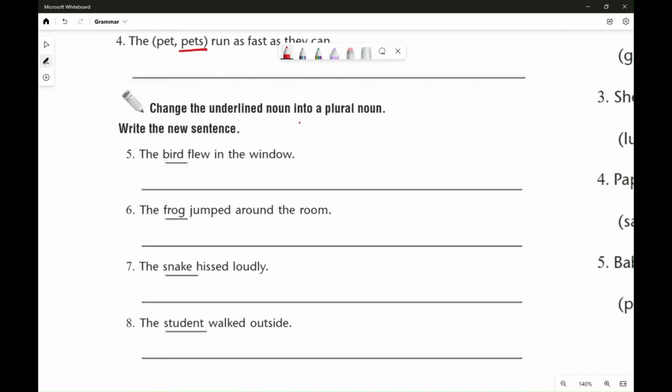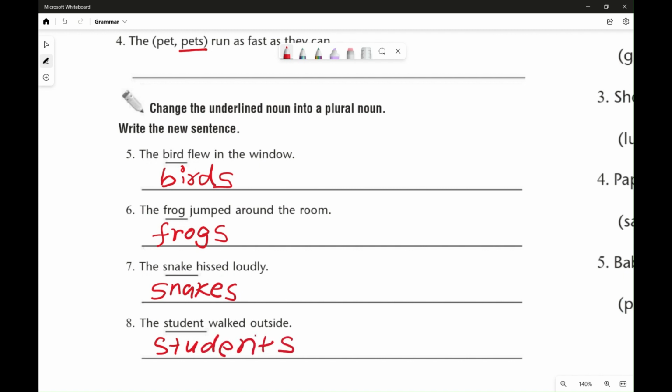Change the underlined noun into a plural noun. Write the new sentence. The bird flew in the window. Birds. The frog jumped around the room. Frogs. The snake hissed loudly. Snakes. The student walked outside. Students.